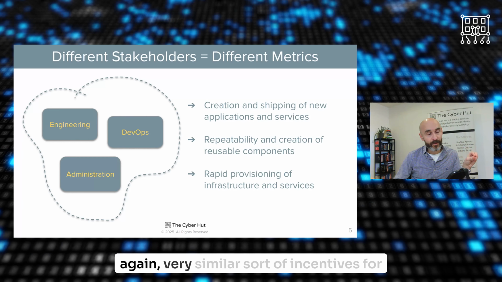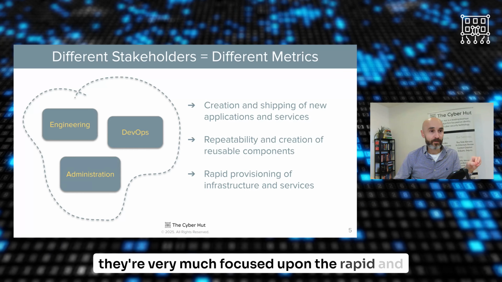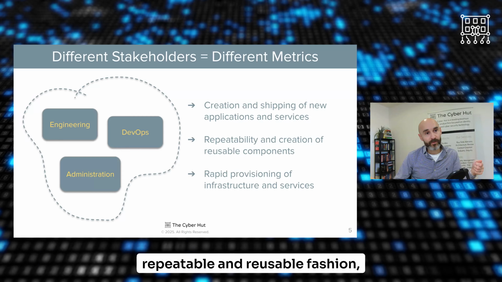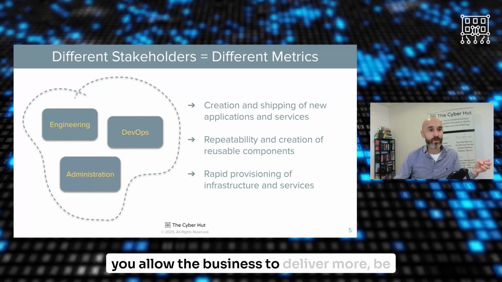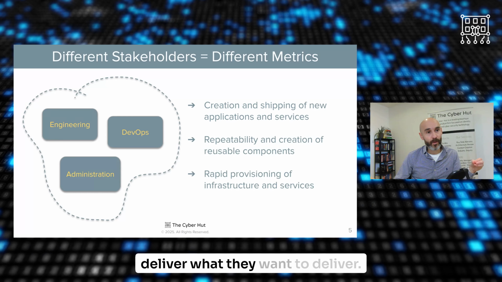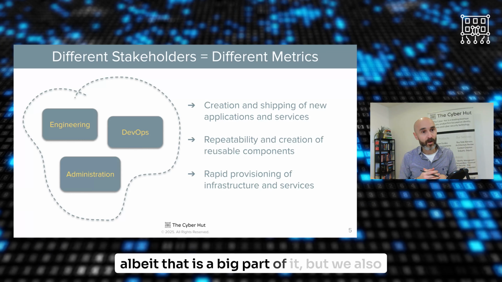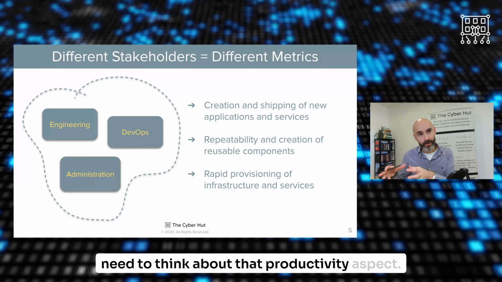And again, very similar incentives for the administration function, that they're very much focused upon the rapid and accurate provisioning of infrastructure and services. And again, the quicker that can be done in a repeatable and reusable fashion, you allow the business to deliver more, be more productive, and allow the business to deliver what they want to deliver. So it's not just a case of looking at risk, albeit clearly that is a big part of it, but we also need to think about that productivity aspect.